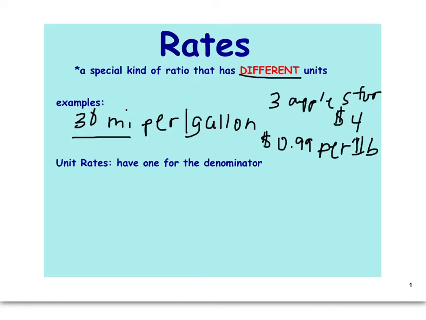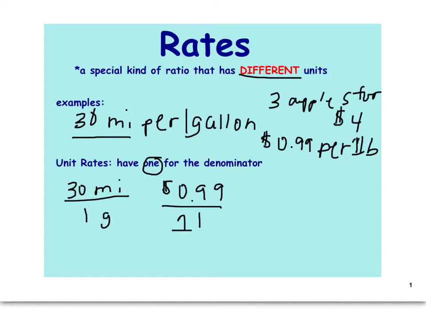Unit rates are a special kind of rate. They need to have 1 in the denominator. So notice in none of those examples I wrote any of my rates as a fraction, but I always can. So when I was looking at 30 miles per 1 gallon, that would be a unit rate because it has a 1 in its denominator. When I looked at 99 cents for 1 pound, that would also be a unit rate. It has a 1 there.